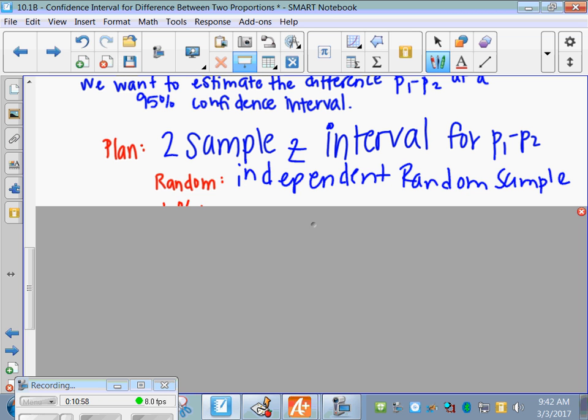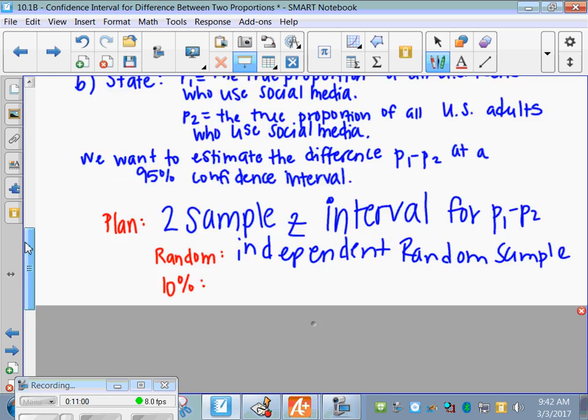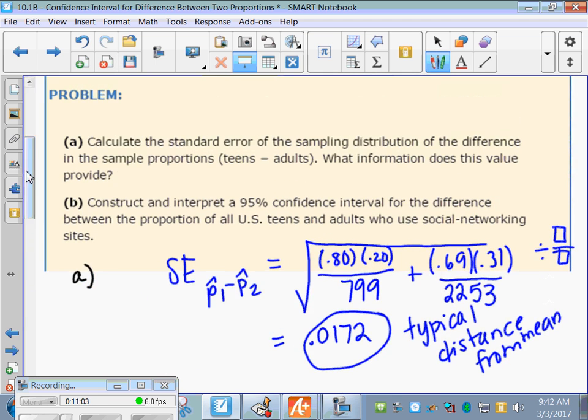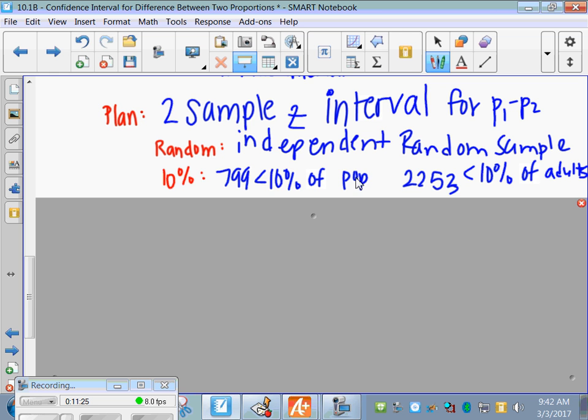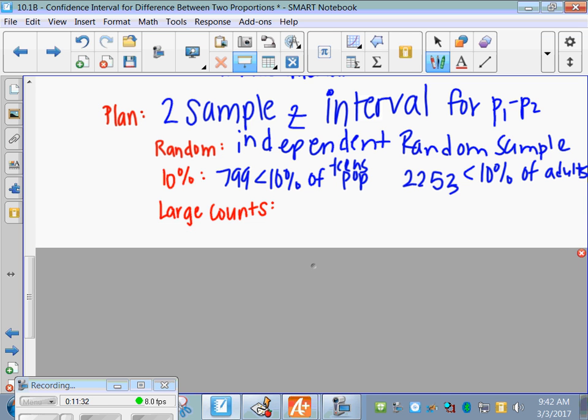All right, and the next thing we check is 10%. So if I was checking 10%, we did 799 teens. So is 799 less than 10% of the population of teens? Yep. I'm going to shorthand this and not write it all out. All right, 2253 is less than, is that how many we did? 10% of all adults, okay, in the whole U.S. This would be of all the teens. So we're good to go on our 10%. We can do the standard deviation. And so we know that it's normal.